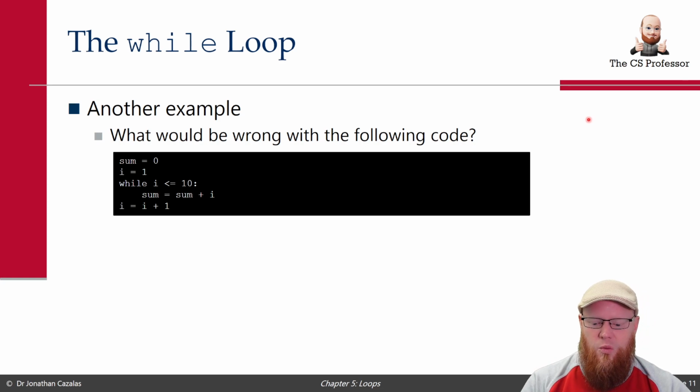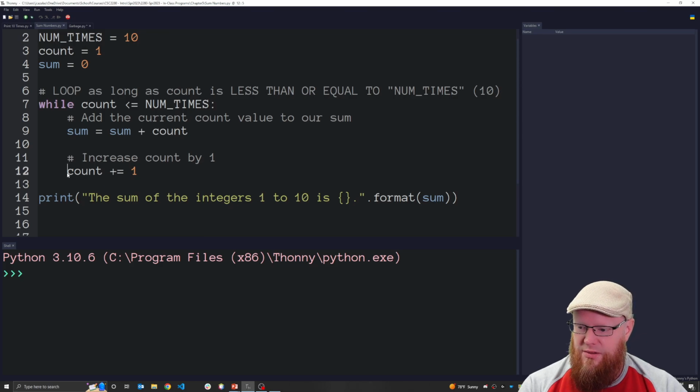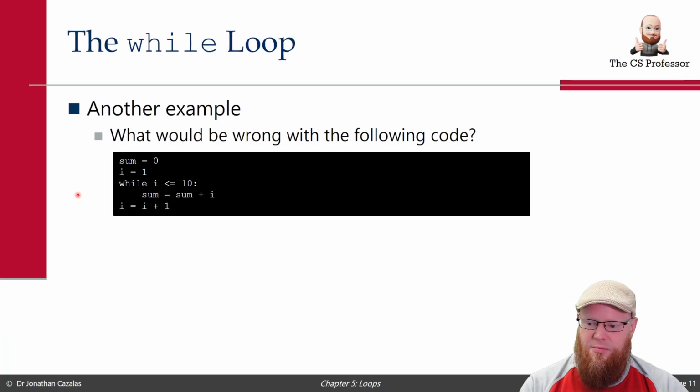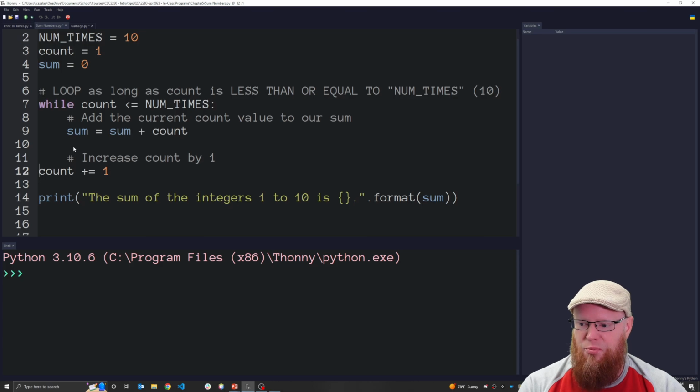Same problem. What would be wrong? Think about that with this code. The problem here is that this line of code where we're updating our count variable is not indented inside the while loop. So we used count as a variable instead of i, because count is more appropriate.